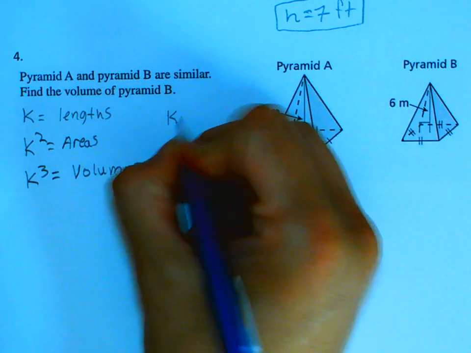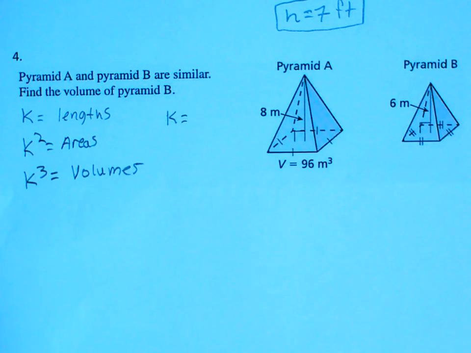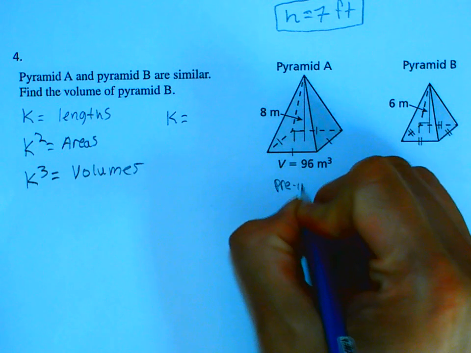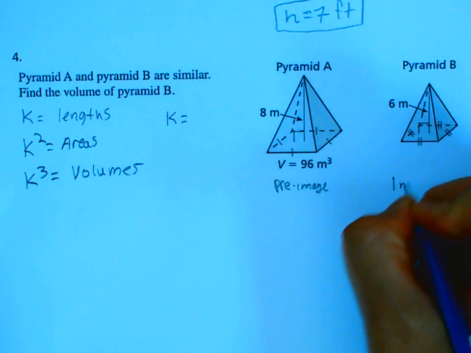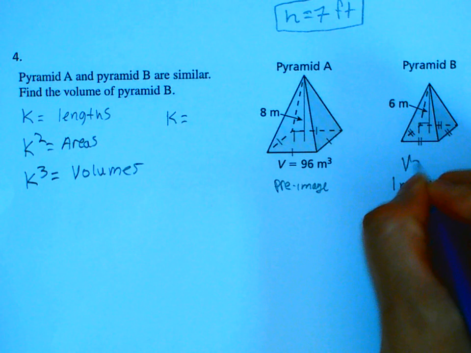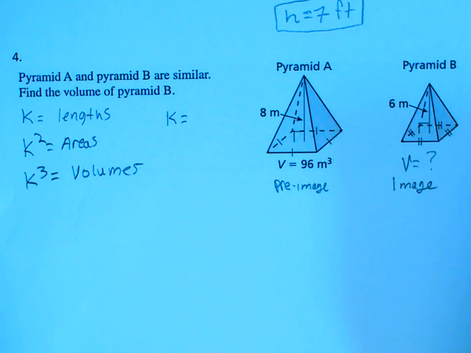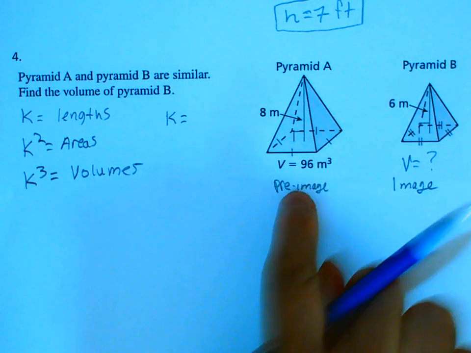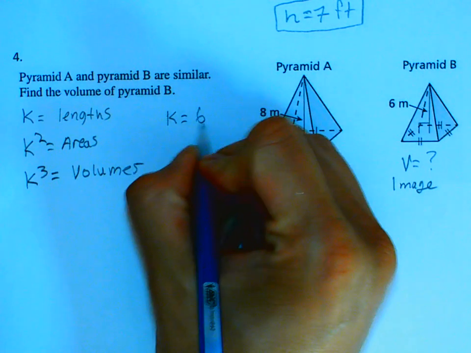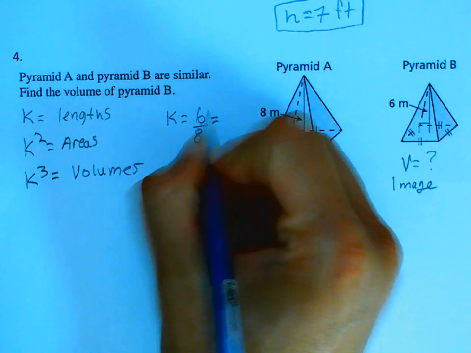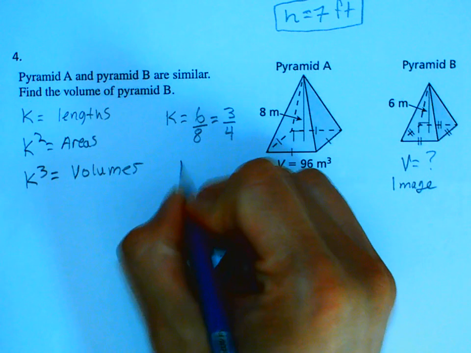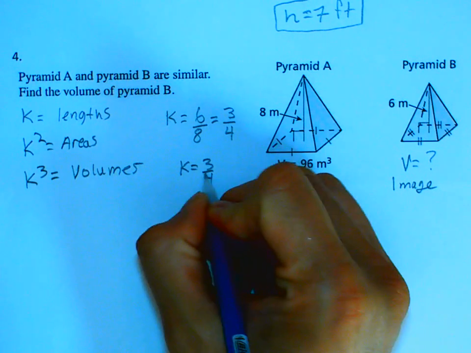So to find K, I need to do the ratio of the image to the pre-image for corresponding side length. It doesn't matter which one you make what. I'm going to make this one my pre-image, and I'm going to make this my image, which means that I'm looking for this volume right here. So the scale factor is going to be image by pre-image, so 6 to 8. We're going to reduce that. They're both divisible by 2, and that's going to give me 3 over 4. So K is 3 over 4.